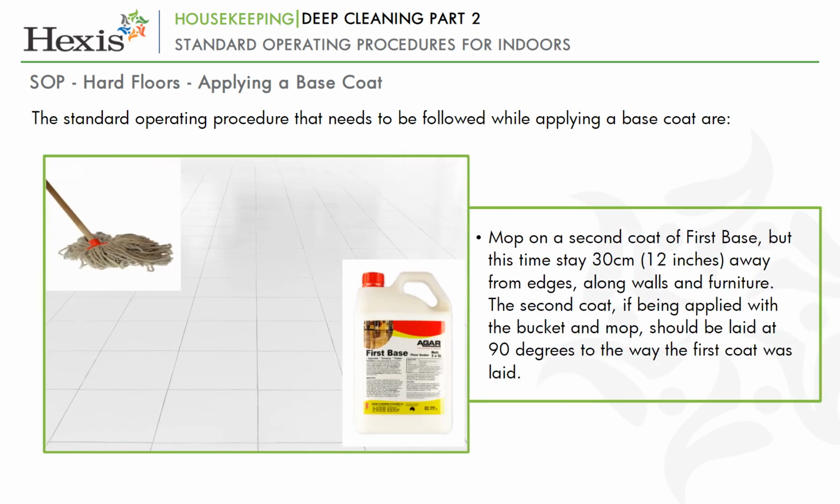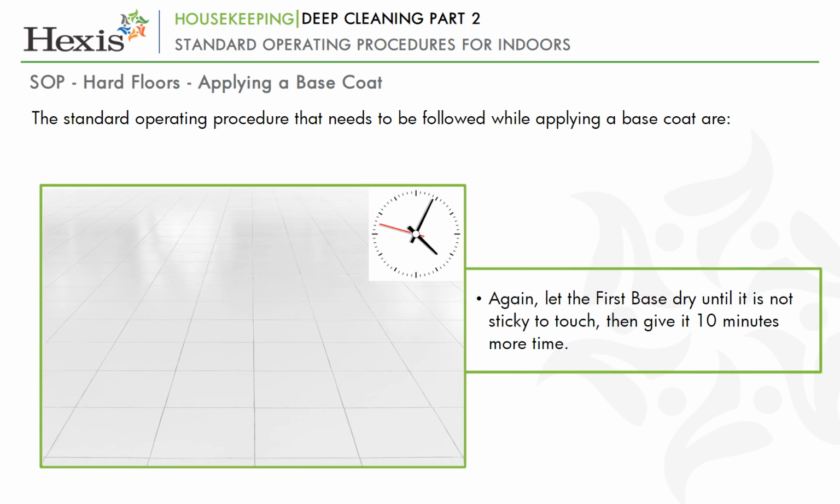Mop on a second coat of first base, but this time stay 30 cm or 12 inches away from edges, along walls and furniture. The second coat, if being applied with the bucket and mop, should be laid at 90 degrees to the way the first coat was laid. Again, let the first base dry until it is not sticky to touch. Then give it 10 minutes more time.